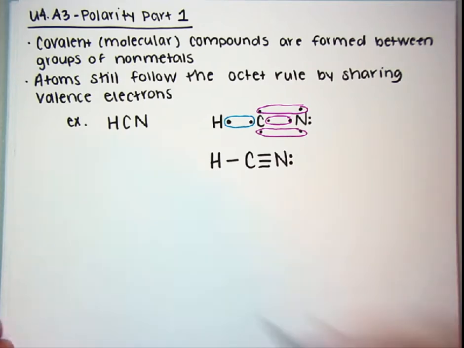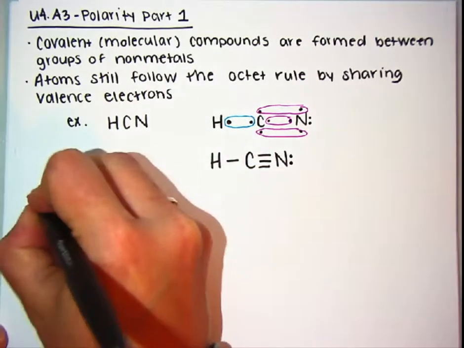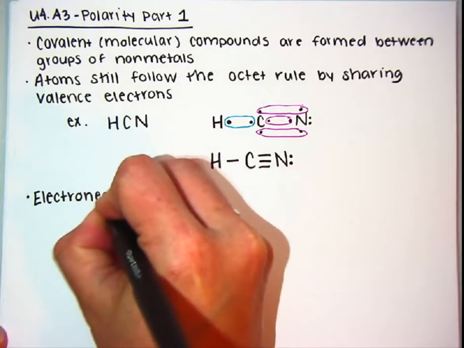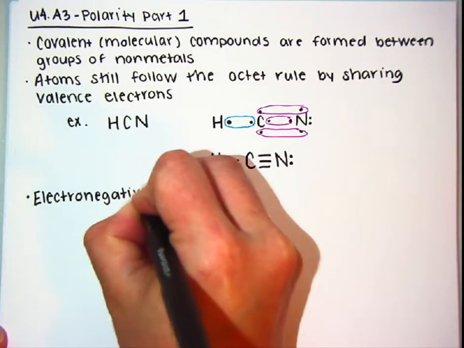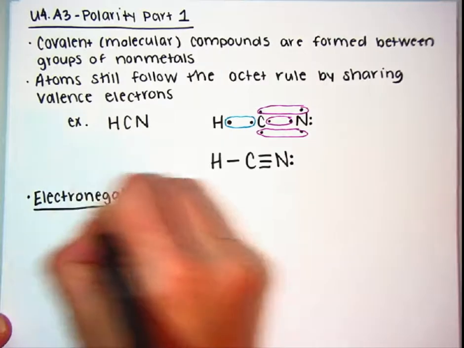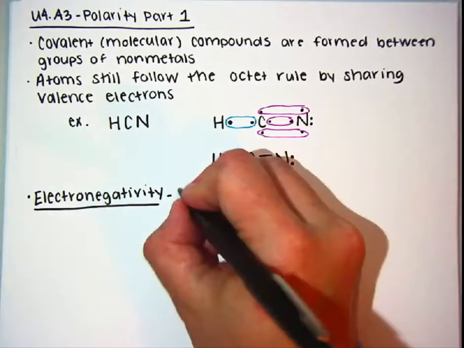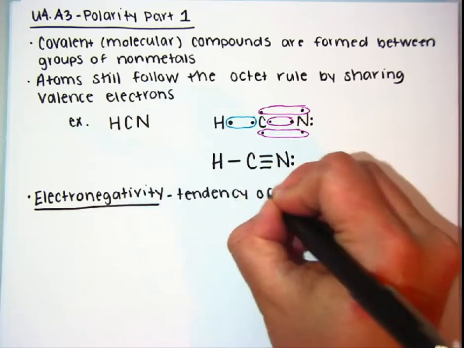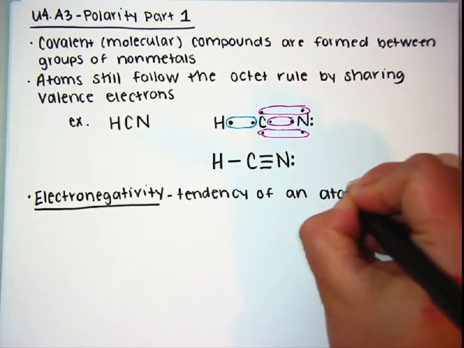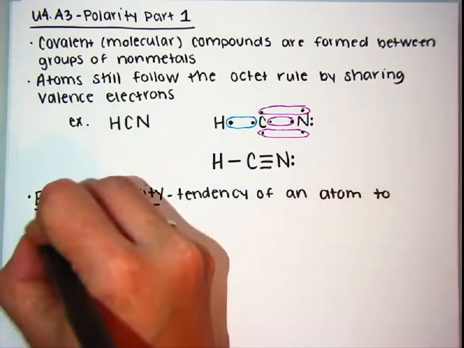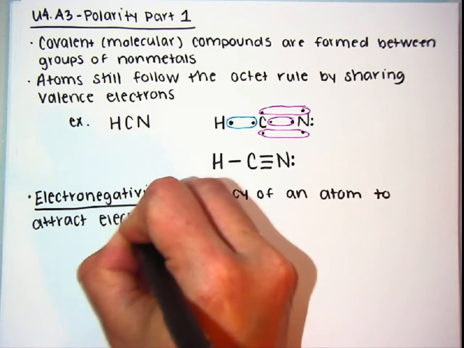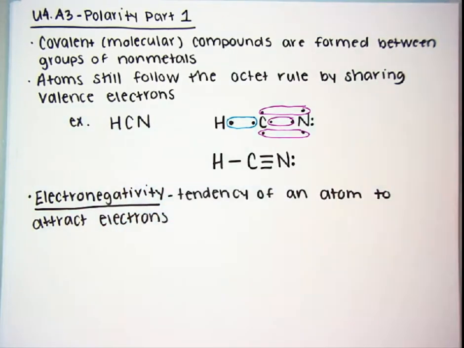There are 2 different types of covalent compounds, and the difference is going to depend on something called electronegativity. Electronegativity is the tendency of an atom to attract electrons.